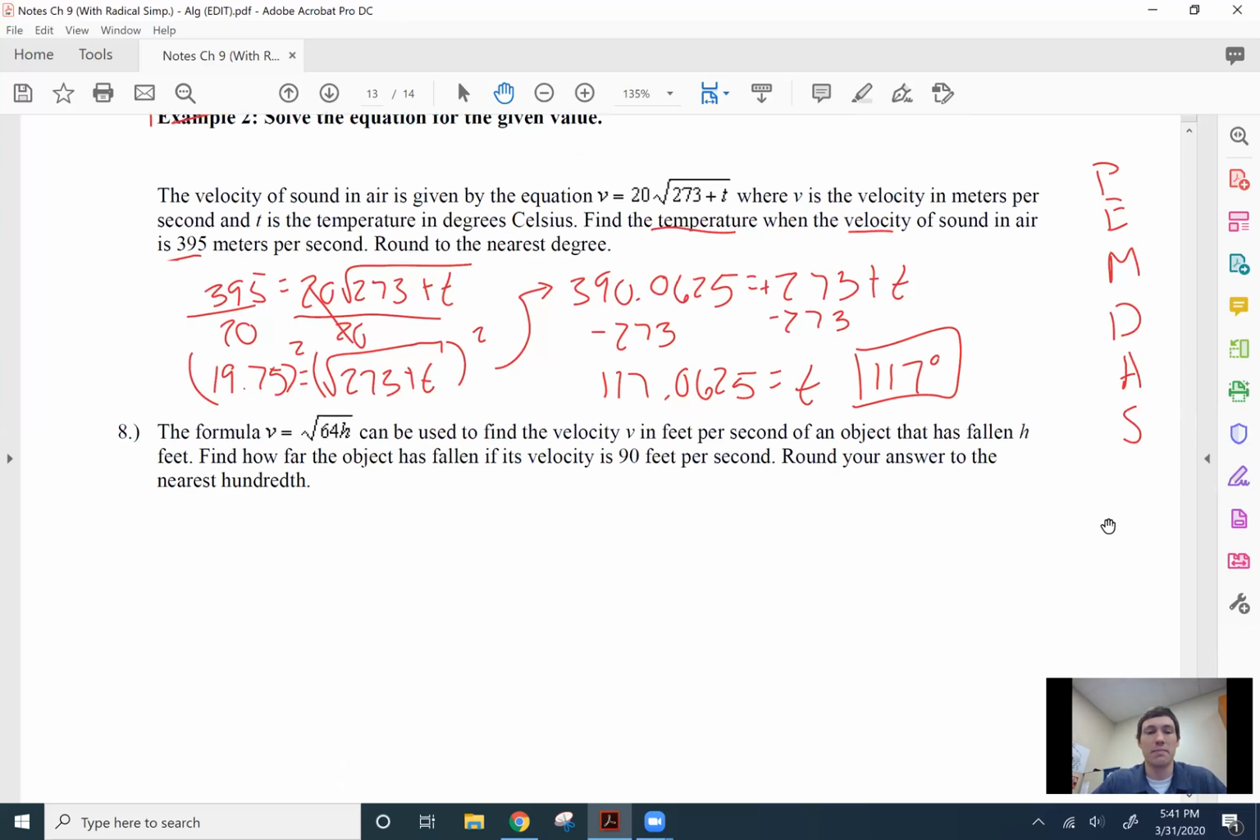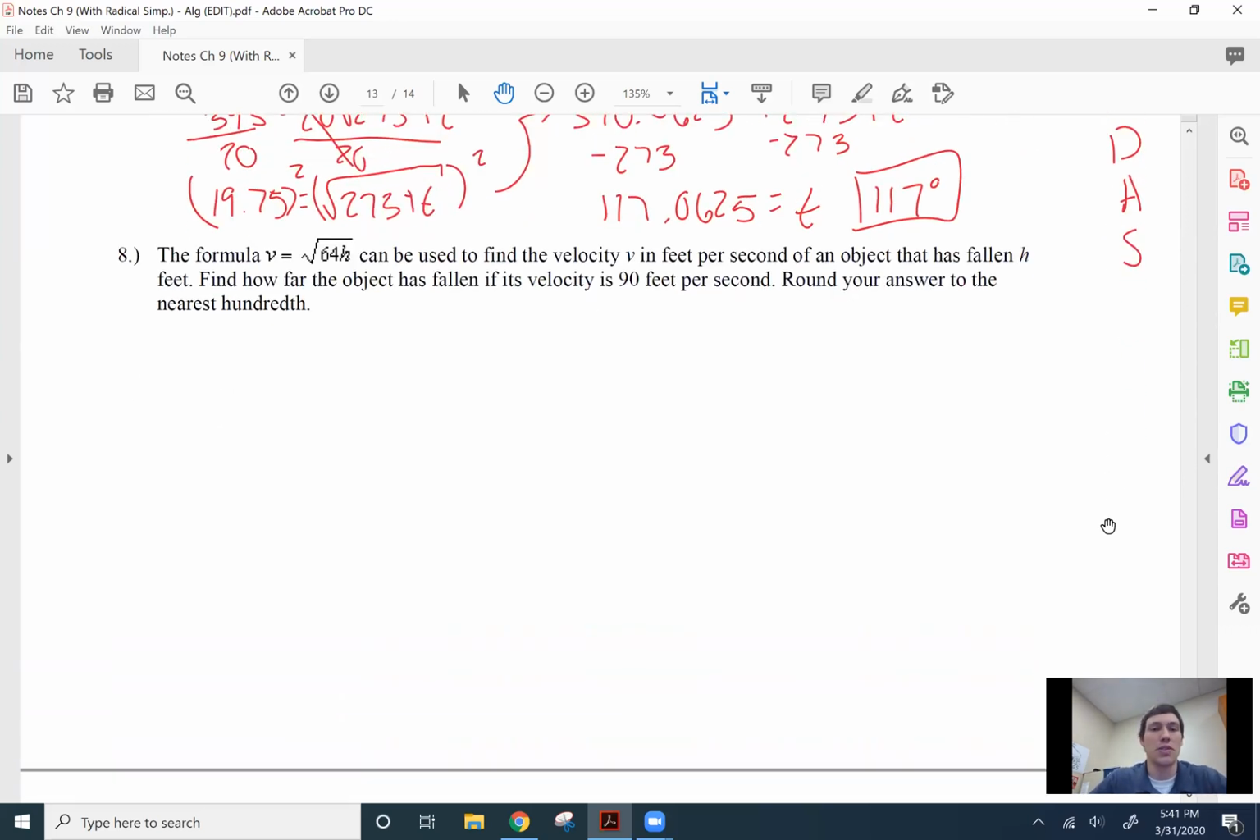It's hot. All right, this one says the formula v equals square root of 64h can be used to find the velocity v in feet per second of an object that has fallen h feet. Find how far the object has fallen if its velocity is 90. Again, I'm just going to plug 90 in for v.